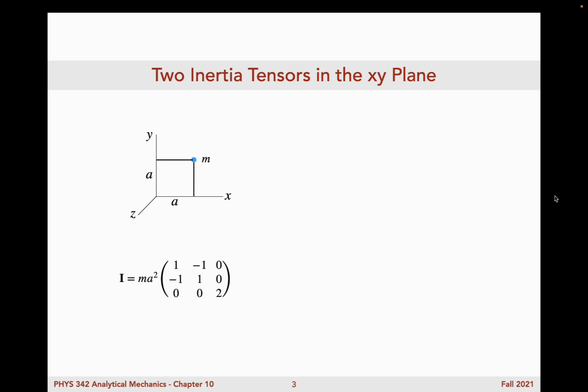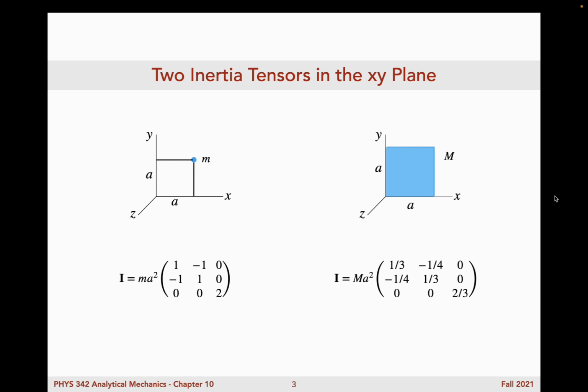Also in the previous lecture, we looked at the example of a point mass in the xy plane, and we calculated the inertia tensor if the x-coordinate was a and the y-coordinate was b. In this case, we simplify it so that both the x and the y coordinates of our point mass are the same. So we'll have a along each coordinate. In that case, the inertia tensor simplifies to this expression.